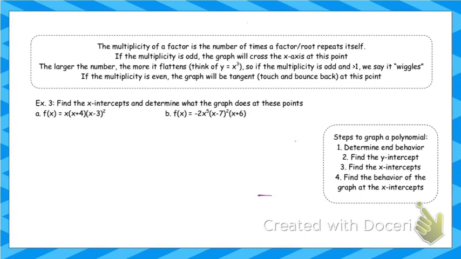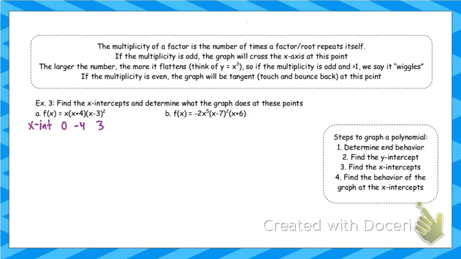So in order to sketch this graph, the first thing we're going to do is list what the x-intercepts are and then what your graph is doing at those points. So the first thing is we'll list the x-intercepts. Well, this is already in factored form. So we'll just find the x-intercept that goes with each factor. Well, x gives us an x-intercept of 0. x plus 4 gives us negative 4. And x minus 3 gives us 3.